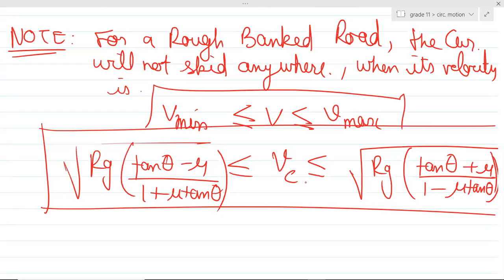Clear, guys. I think it is pretty much clear. Now there is one more part which is called bending of cyclist. Generally, whenever cyclists take a turn, they bend themselves. The cycle bends with the normal, right? Why do they do that? So that they can take a sharp turn, right?